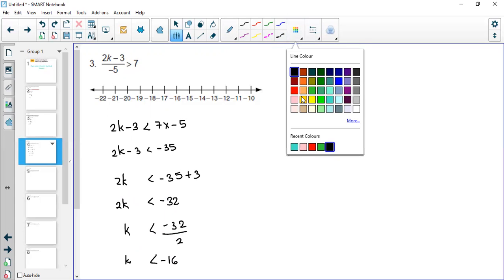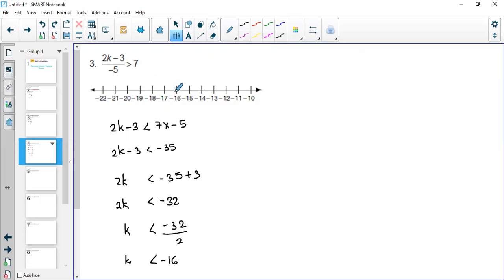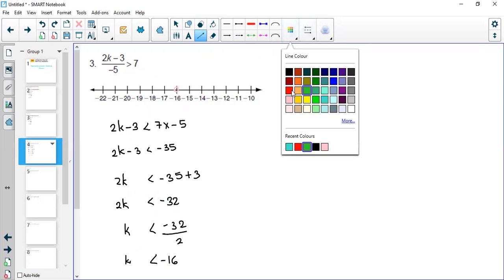So for graphing, what are you going to do? You have to start by drawing a circle on negative 16. Am I going to shade it? Definitely not, because I do not have an equal sign under it, correct? So now, what side should the arrow be pointing to? Should it point to the greater numbers than negative 16 or to the lesser numbers than negative 16?